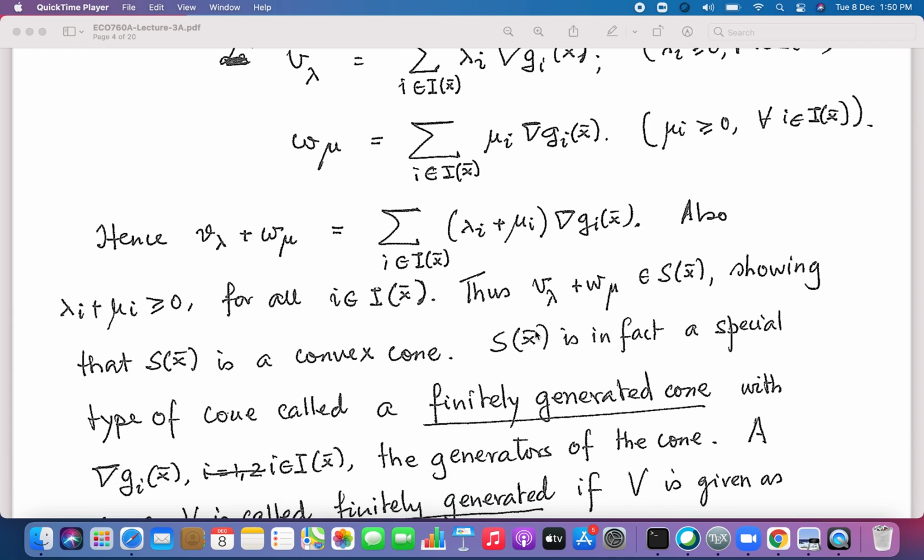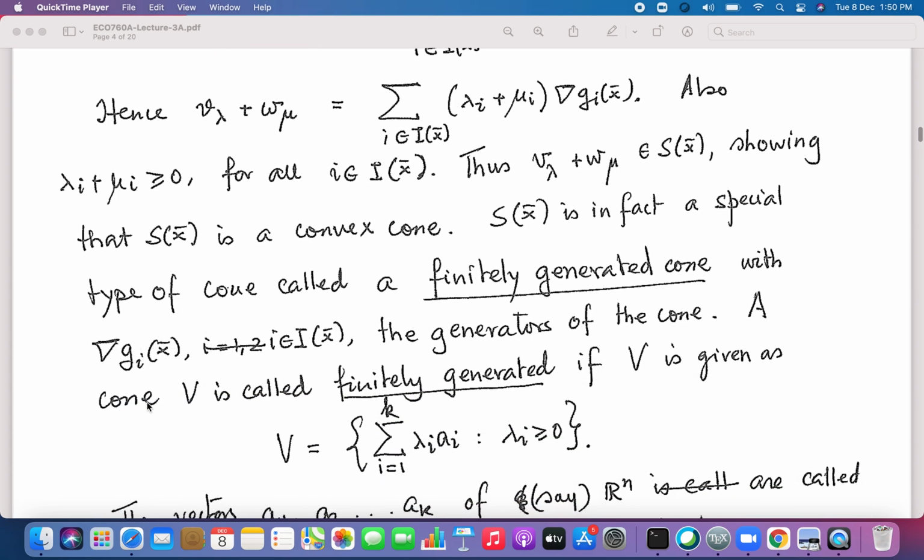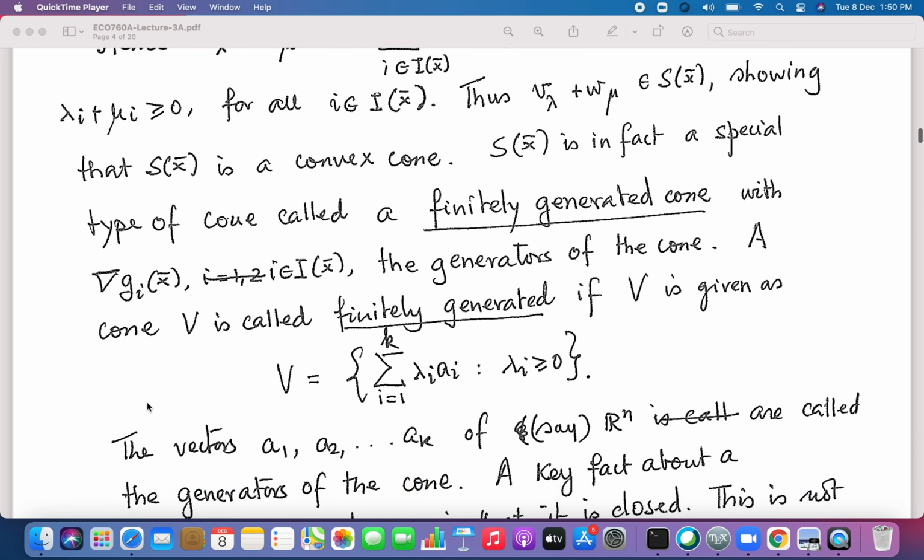These types of cones are typically called finitely generated cones, because the gradients of gi x bar, where i is in I x bar, are a finite number of vectors. These are called generators of the cone Sx bar, which will actually be the normal cone. So in general, a cone V is called finitely generated if there are certain fixed k vectors, say a1 to ak, k could be anything, such that any vector can be written as the summation of lambda i ai, i equal to 1 to k, with lambda i greater than or equal to 0.